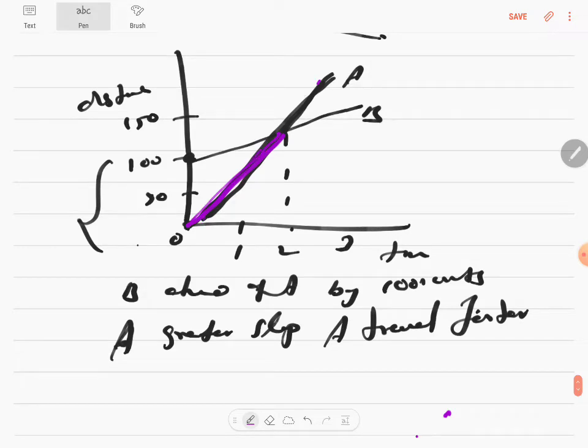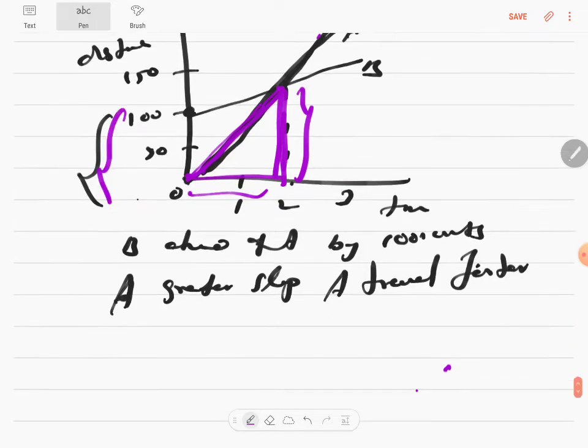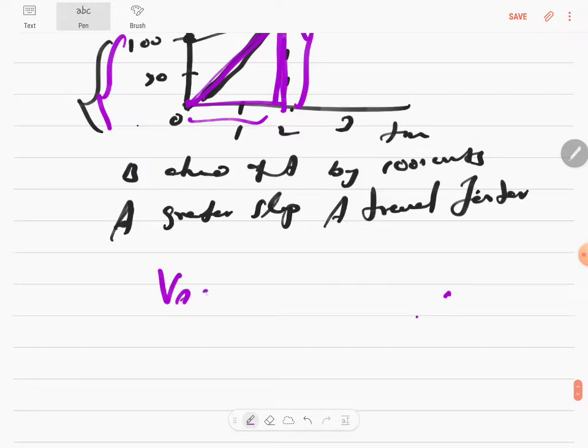In the slope, whether you take the full or the half, can you see opposite by adjacent will be 2. What is this? Opposite, how many units are there? Y coordinate? 100 by 2. So then the velocity of A is 100 by 2, which is 50 meter per second.